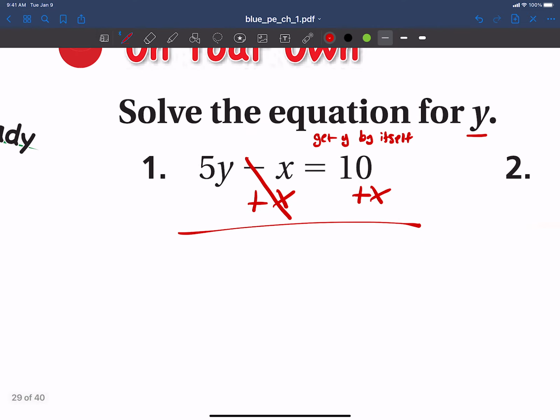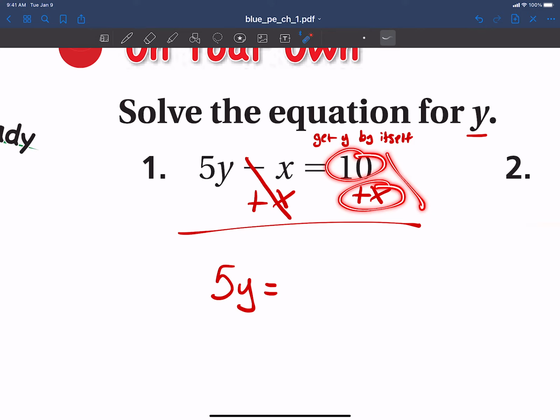These two would cancel out, which is great, that's what we want, which leaves me with 5y. But now look right here. 10 plus x. Those are not like terms. So I can't say that is 10x. That would be silly. That's multiplication. This is addition, right? Don't worry about it. Just rewrite it how it is. It says 10 plus x. Just write 10 plus x.